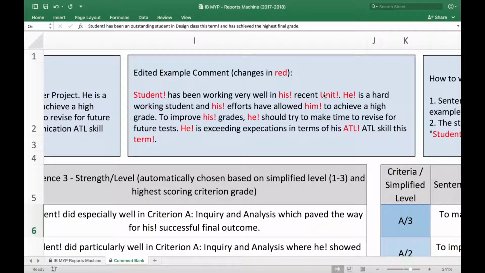This is kind of like mail merge. If you've ever used mail merge or similar systems, this is much the same thing. So next we've got "he is a hard-working student," and so on. These are all just gender-specific words.